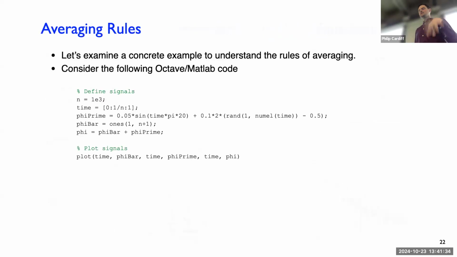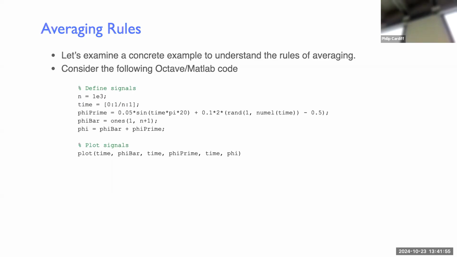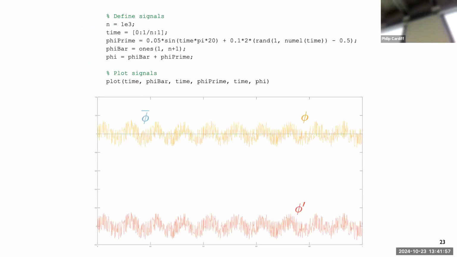So to derive the RANS equations, I'm going to take my velocity and pressure in my Navier-Stokes, and I'm going to split them into mean and fluctuation. And then I'm going to see what happens to the equations. But before I do that, I just want to establish some rules of what happens when I take averages of things. And to do that, I'm going to just use some MATLAB or Octave code so you can actually try this out. So let me explain what I'm actually doing.